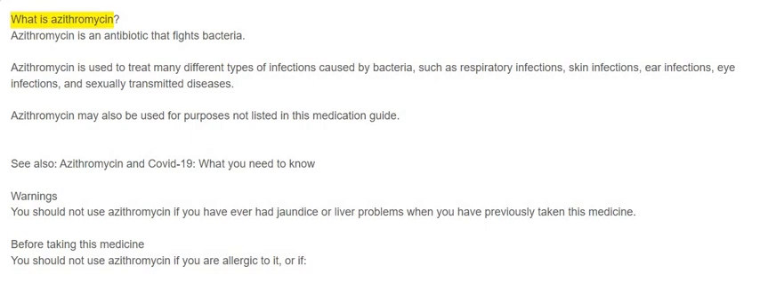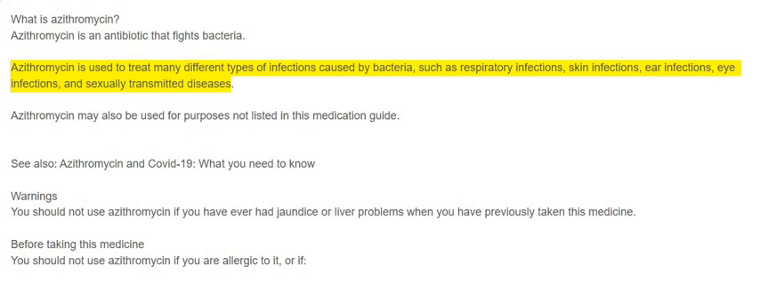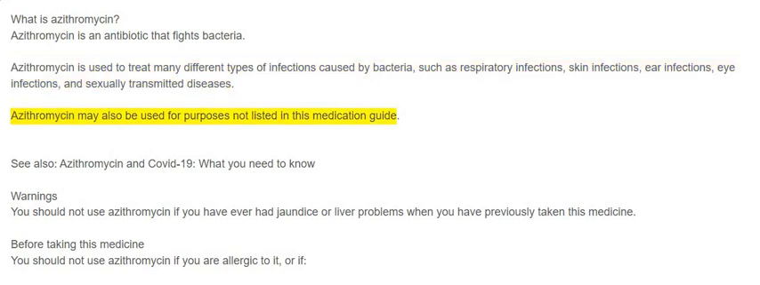What is azithromycin? Azithromycin is an antibiotic that fights bacteria. Azithromycin is used to treat many different types of infections caused by bacteria, such as respiratory infections, skin infections, ear infections, eye infections, and sexually transmitted diseases. Azithromycin may also be used for purposes not listed in this medication guide. See also, azithromycin and COVID-19, what you need to know.